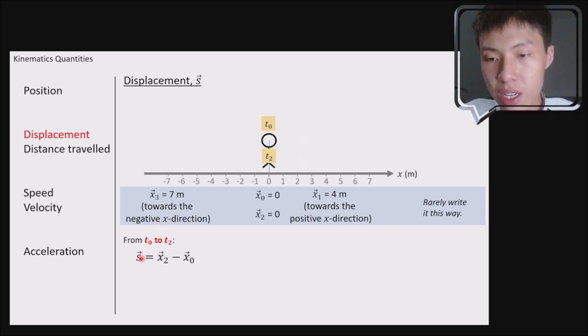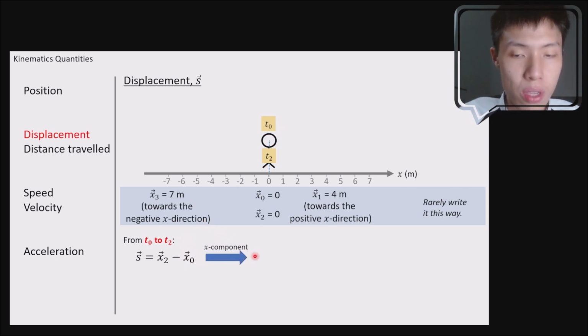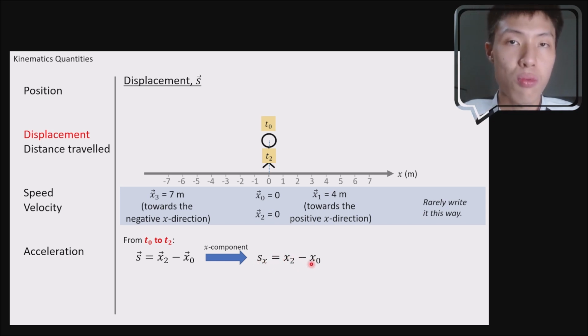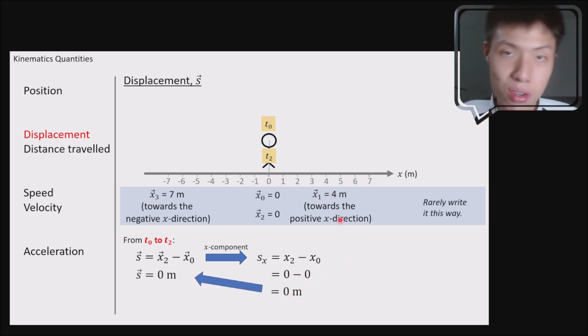So again, our displacement will be x2 minus x0, because the final moment is t2, so x2, and the earlier time is t0, so the initial position is x0. So again, resolve it to the x component, then you have Sx equals x2 minus x0. Since both of them are at the origin, 0 minus 0, you get 0. So you bring it back, you get 0.